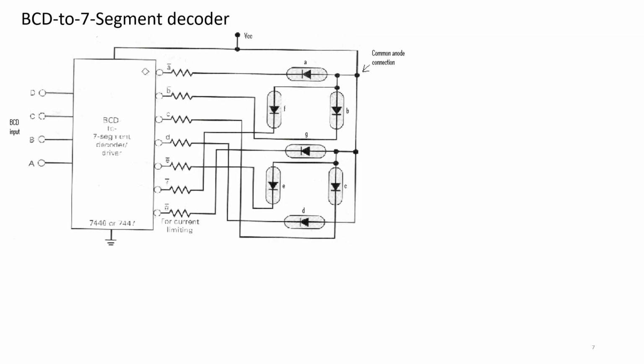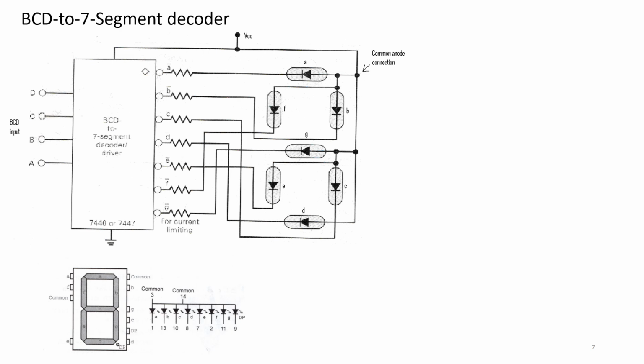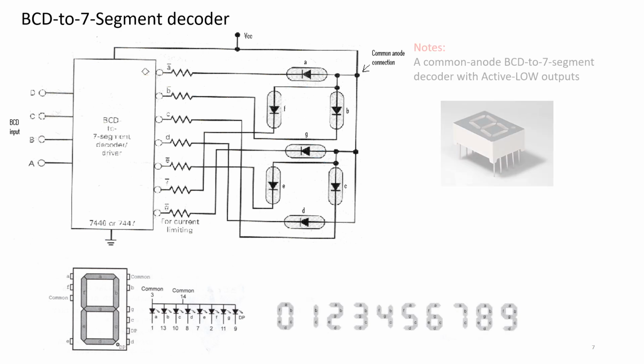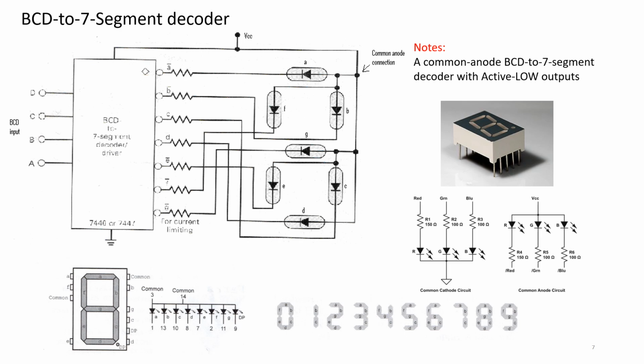So this is the LED arrangement in the 7-segment decoder for common anode. And we can display numbers 0 until 9. And number 8, of course, has all the segments lit up. And this is the physical view of the 7-segment display used. And 2 arrangements of either common cathode or common anode circuits.